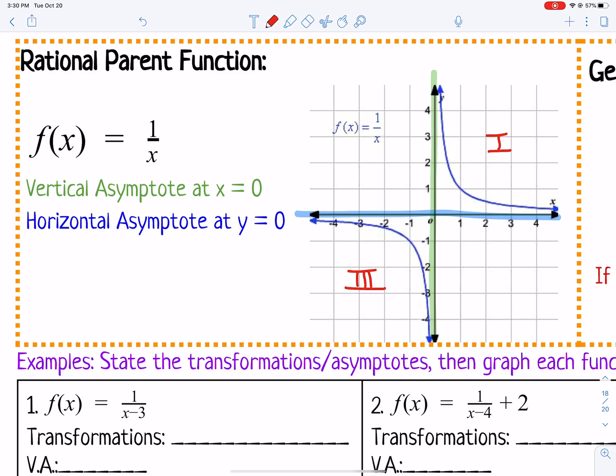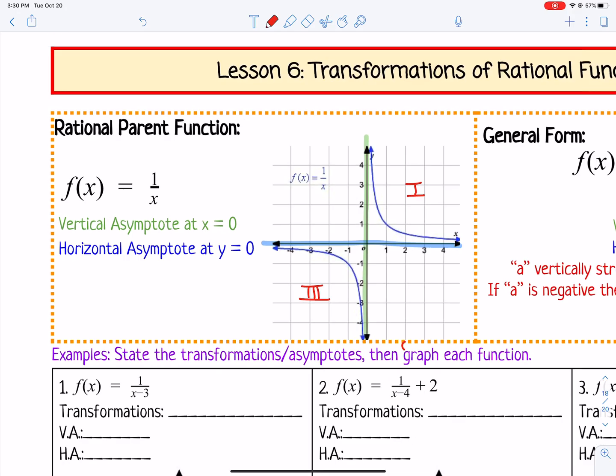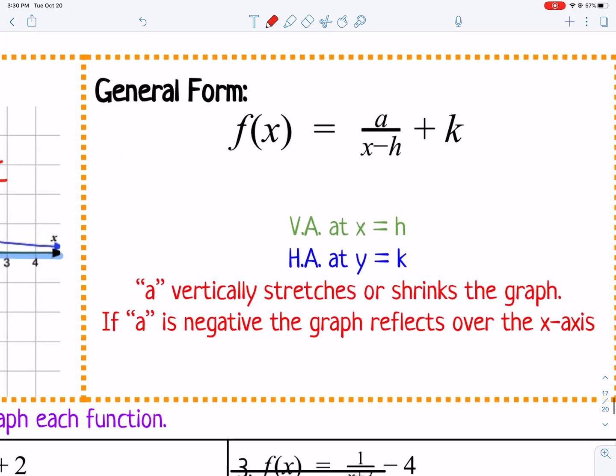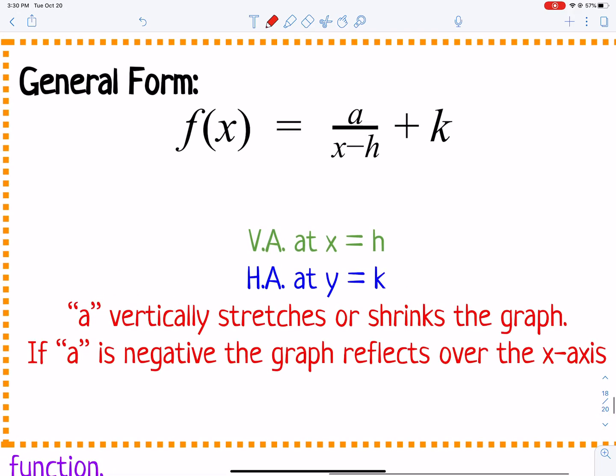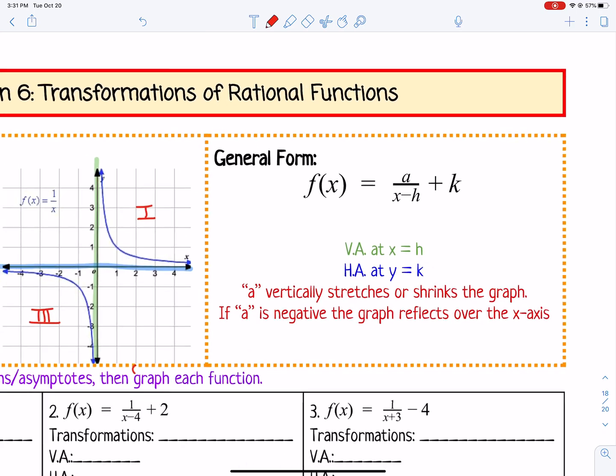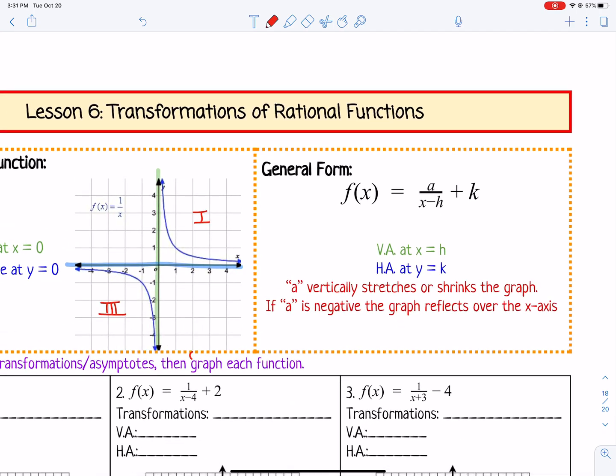Now let's look at the transformation rules. Okay, so in general form, we have f of x equals, and we have a at the top. So remember, a vertically stretches or shrinks our graph, and if a is negative, the graph will reflect over the x-axis. So in this case, that means if a is negative, our graph will be in the second and the fourth quadrant. So we'll see some examples of that down below.